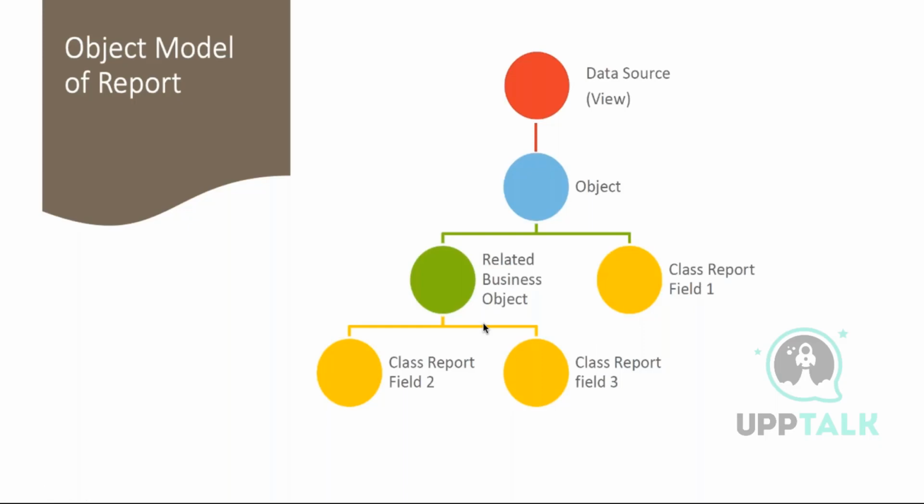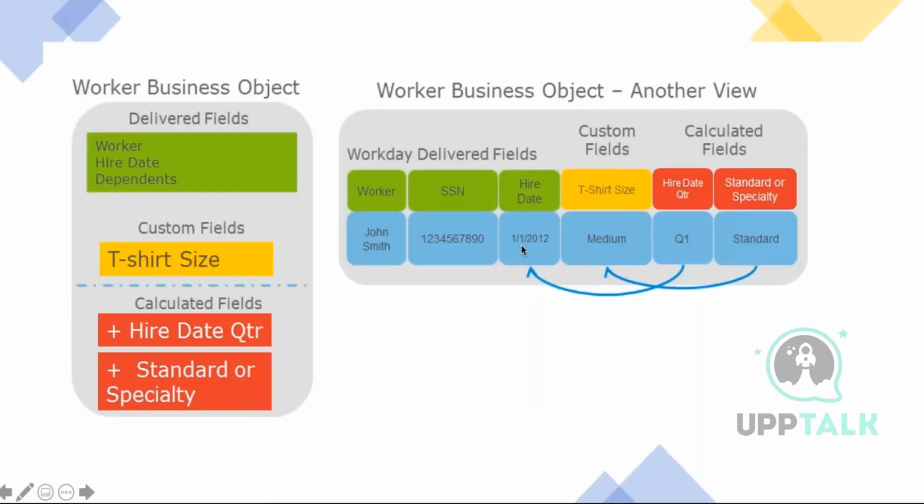So that's how you can understand the entire object model of the report. Now let me help you understand the difference between a primary business object and what we call a secondary business object, or related business object. Let's assume there is this worker business object. Suppose the worker business object is the primary business object in this particular scenario. Suppose I'm using the data source All Active Workers. That's my data source, which has a primary BO of worker business object.